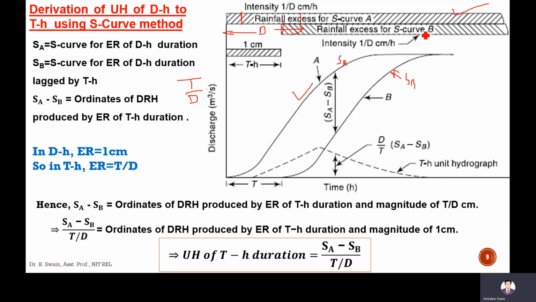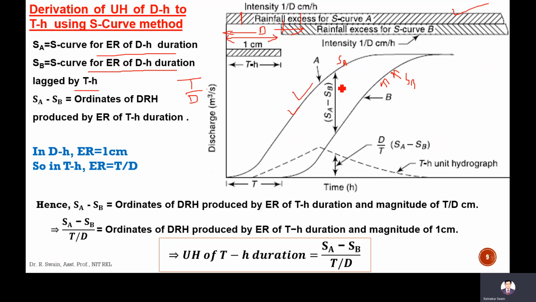For the next rainfall, we have to assume that another rainfall is also occurring for an infinite period after t hour. That 1 cm excess rainfall occurring after t hour means that the S curve will be shifted by t hour. This is SA, for excess rainfall of d hour duration, and this is SB, the S curve for excess rainfall of d hour duration lagged by t hour.